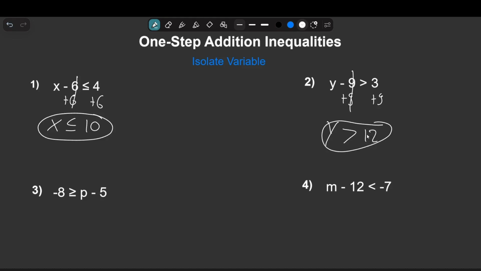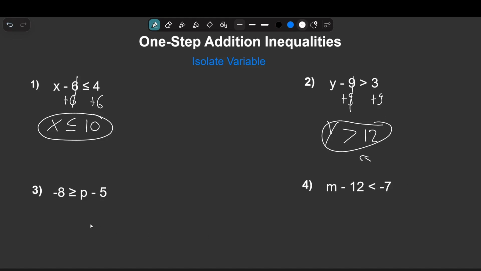So let's plug something in. So let's do 13. 13 minus 9 will equal 4. And as you guys can see, it is still greater than 3. But let's say we did a 12 instead of a 13. 12 minus 9 will equal 3. But that's not correct because we need a number larger than 3. As you can see here, we need the variable value to be larger than 12. So this tells us that the answer is correct. Now let's go over to our third example.